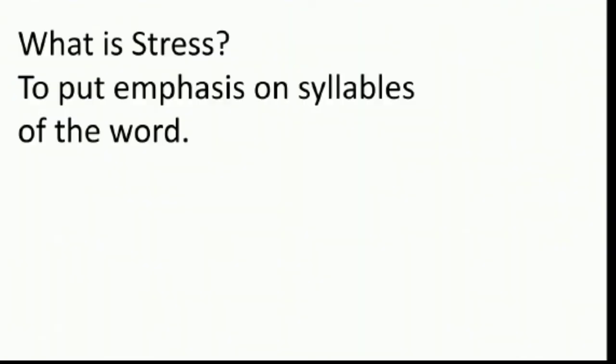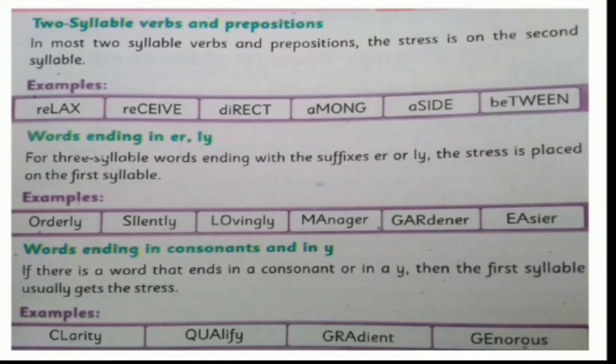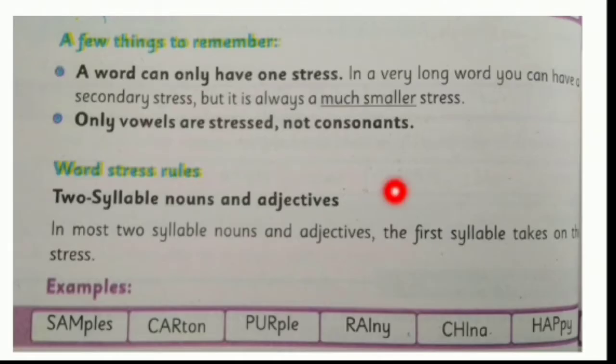The first syllable takes on the stress. Now we have examples over here. Samples, a noun, with two syllables: sam and ples. The stress is placed on the first one. Always remember, whenever we have a noun with two syllables, of course we have to put stress on the first one.